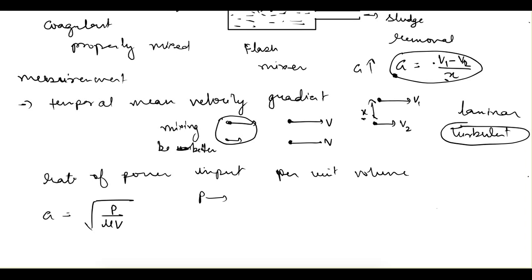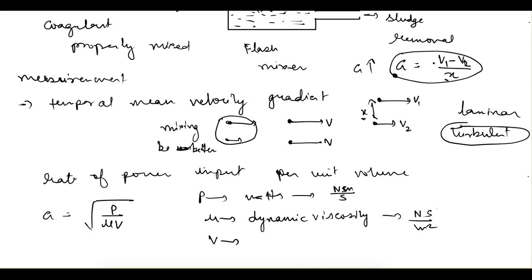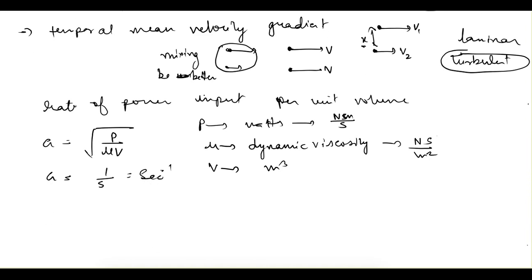P is taken in watts here, that is the power required. Mu is the dynamic viscosity, because that will also affect the power required. The unit of watts we can write as Newton meter per second, dynamic viscosity is Newton second per meter square, and volume of the tank would be in meter cube. So if you put all these units, you will get the unit of G as 1 by second, or second inverse. That is the unit of this velocity gradient.